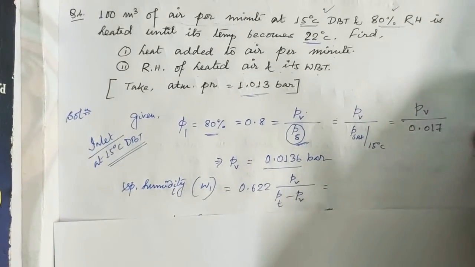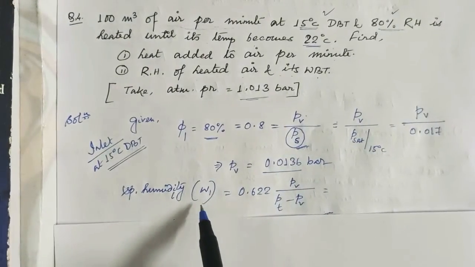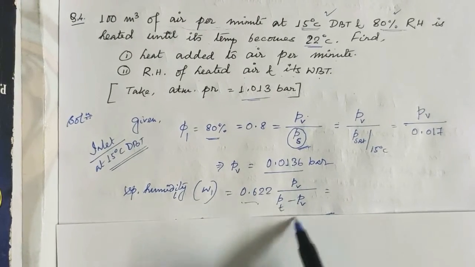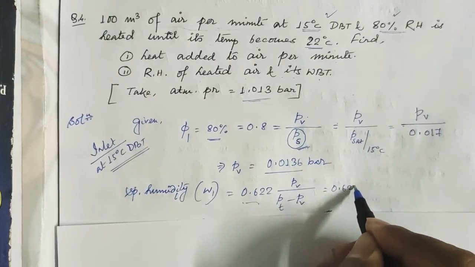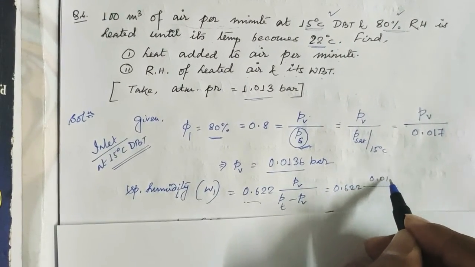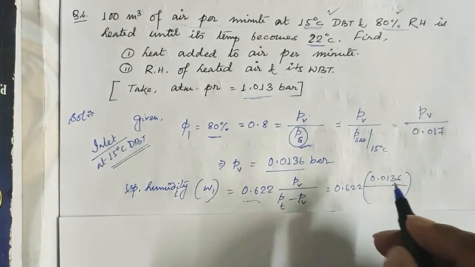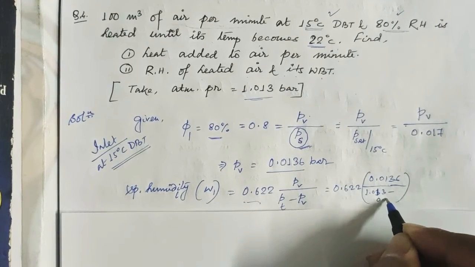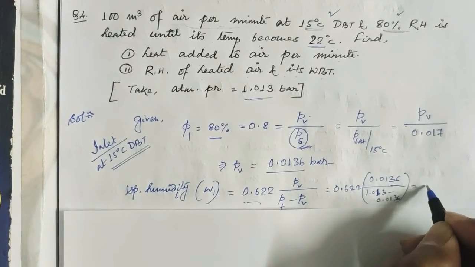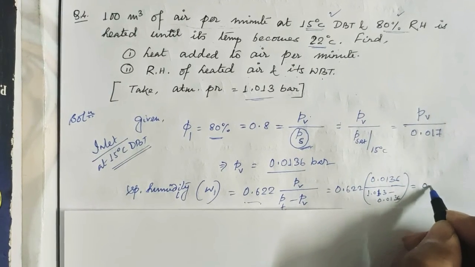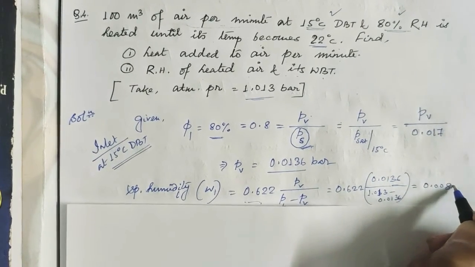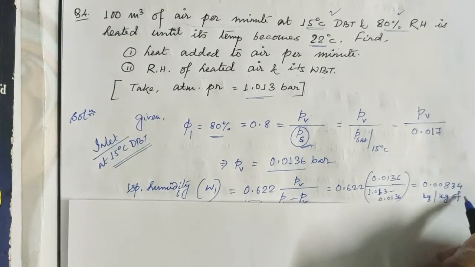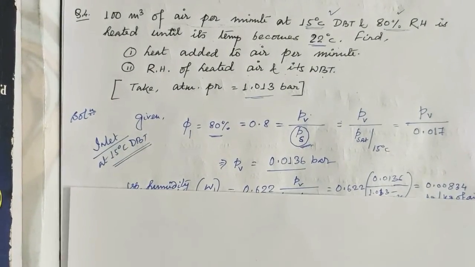Now one thing is over. Next, specific humidity. We know the definition of specific humidity is the mass of the water vapor present in 1 kg of dry air. W equals 0.622 PV by (P minus PV), this one is the equation. So if we put the values over here, (1.013 minus 0.0136), that will give you 0.00834 kg per kg of air. Okay, what is the objective?